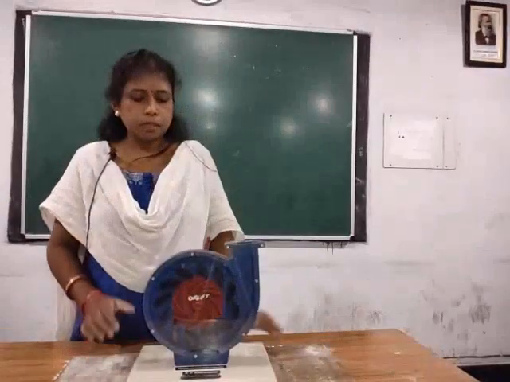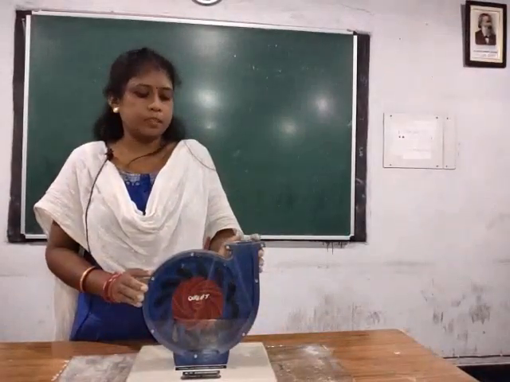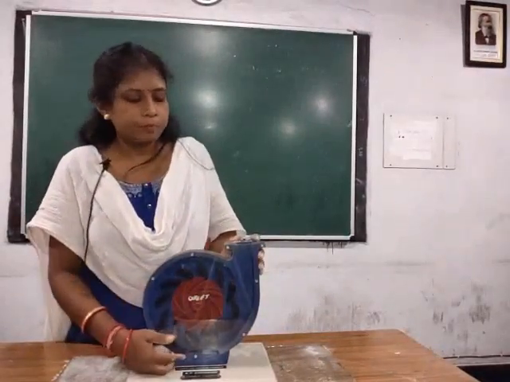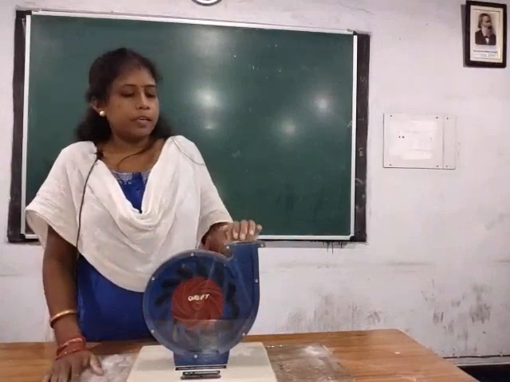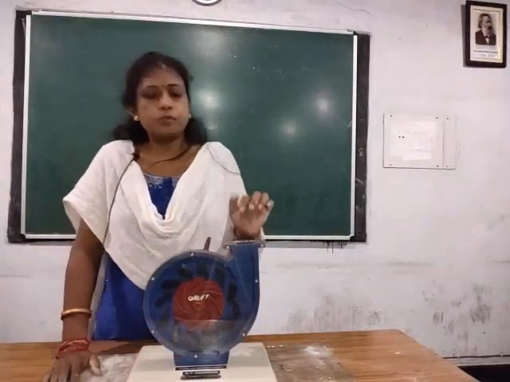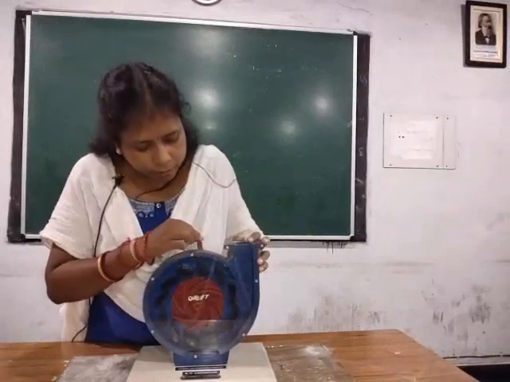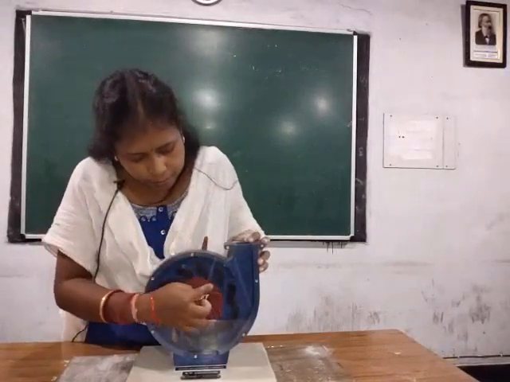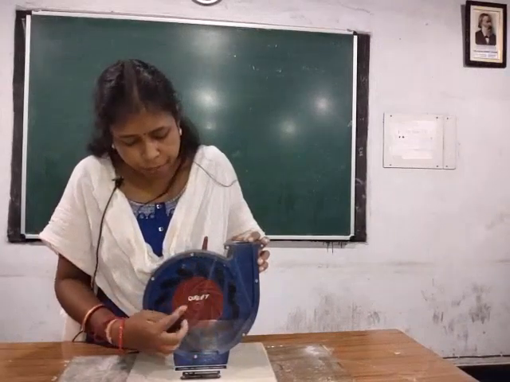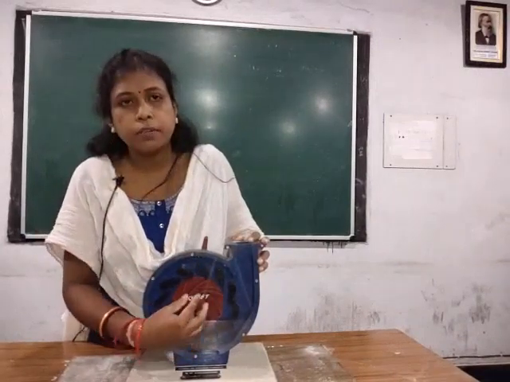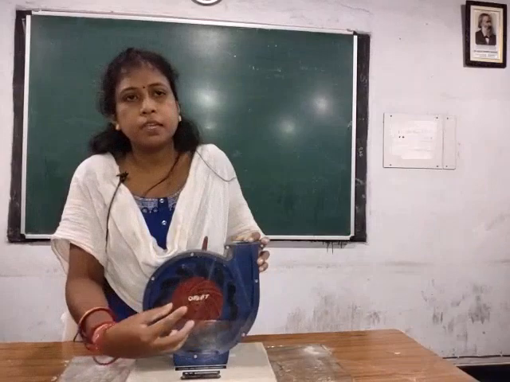Friends, this is a model of a Francis turbine. It consists of a casing. This is the inlet part, the inlet port from where the water enters. This black color thing is the guide vanes, and inside that is the runner, and water comes out from this outlet portion where the shaft is connected.